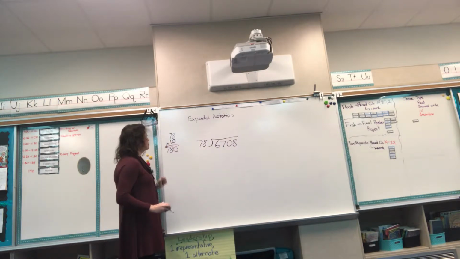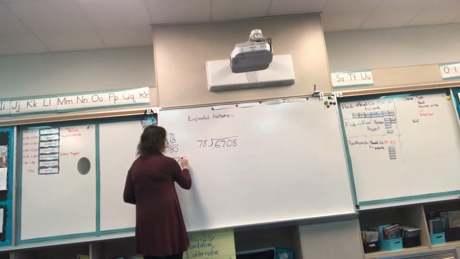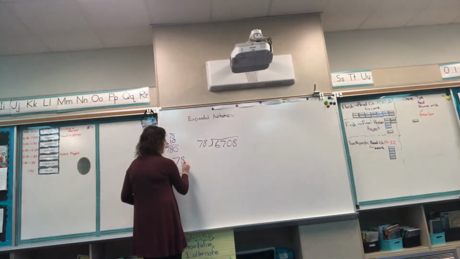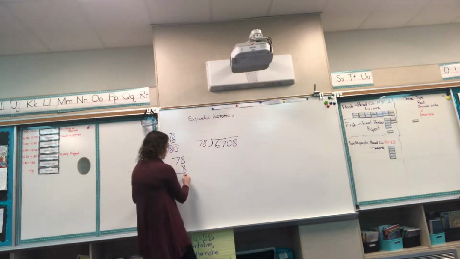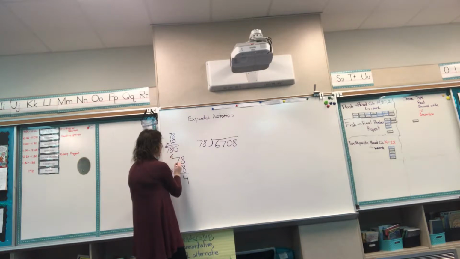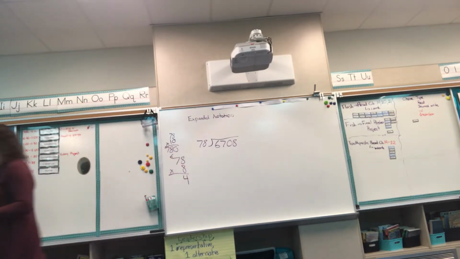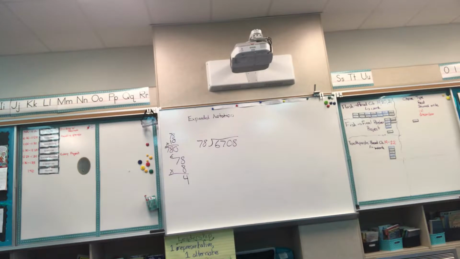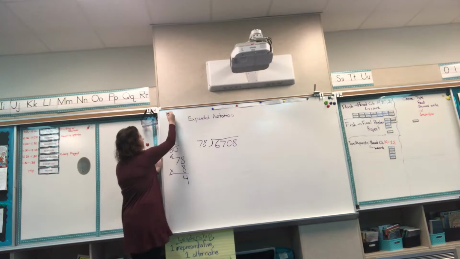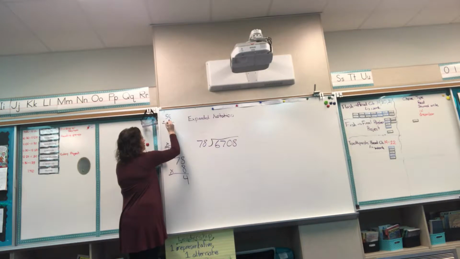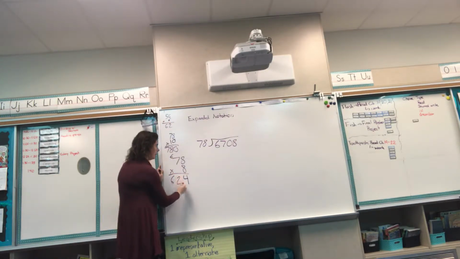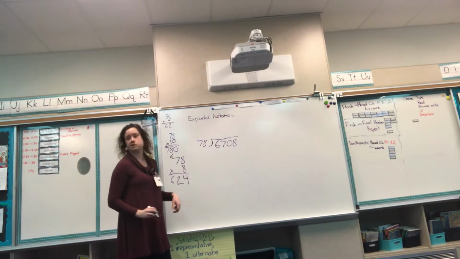So I'm going to go 78 times 8, just to see. 8 times 8 is 64. So I have my 4, carry the 6. 7 times 8, sorry, my phone keeps ringing over here. 7 times 8 is 56, plus my 6 that I carried, 62. Okay, that's pretty close to 670.